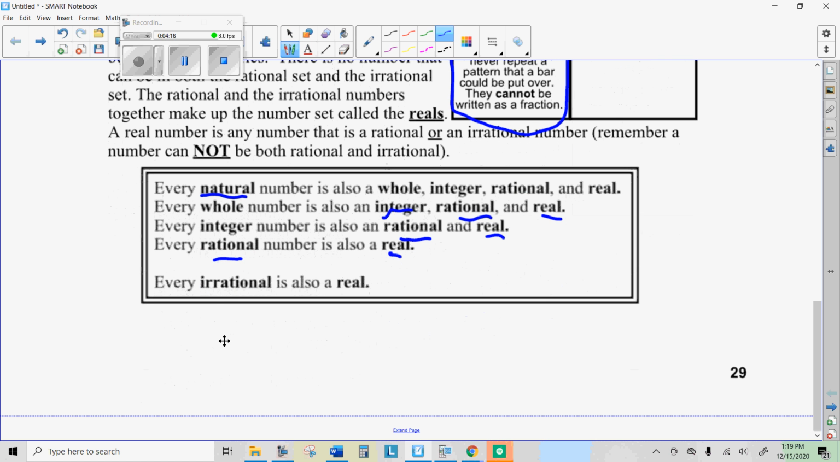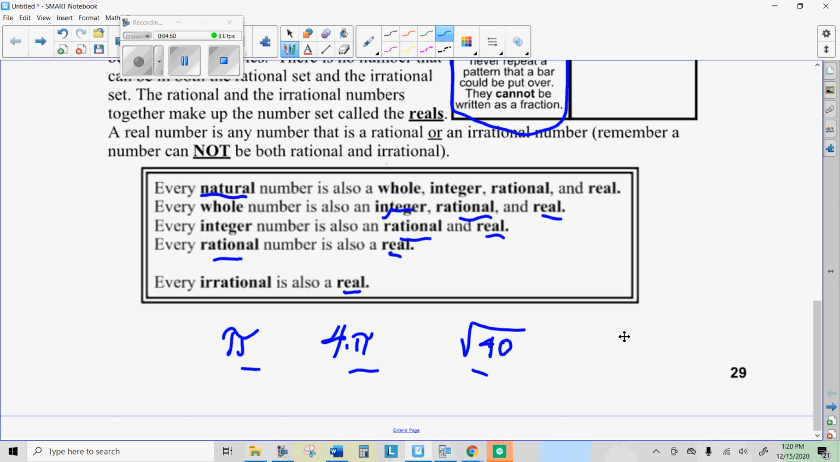Let me give you a couple more examples. We said pi earlier. Anytime you have pi in an expression like 4 times pi, that's going to end up being an irrational number, but we consider those real numbers. Any square root of any positive number where the number inside is not a perfect square, like the square root of 40, those are irrational numbers. Okay, and they're also real numbers.